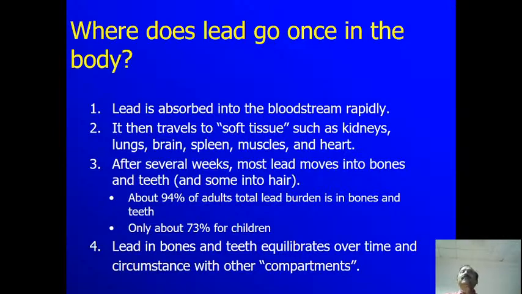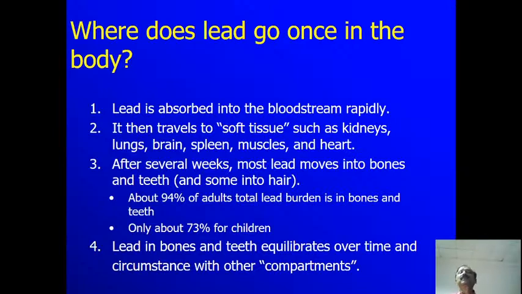So where does the lead go once it enters the body? Lead is absorbed into the bloodstream, then it travels to the soft tissues. The soft tissues means the kidneys, lungs, brain, spleen, muscles, heart. But if the absorption continues, then it gets deposited into the bones and teeth, and that is the problem. Once it goes into the bones and teeth, coming out is a problem.